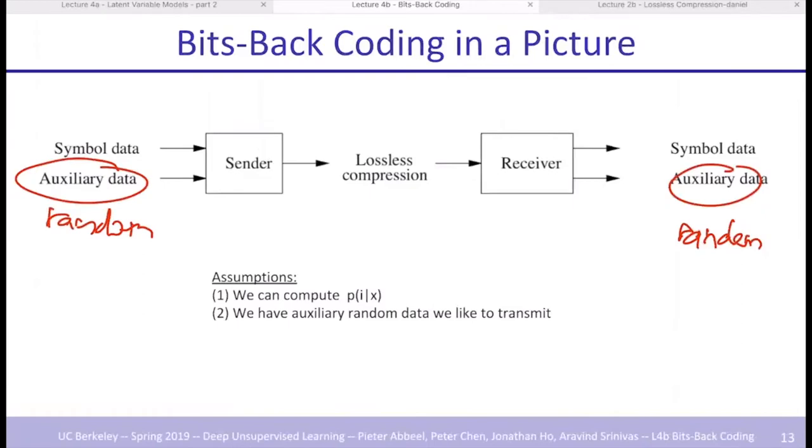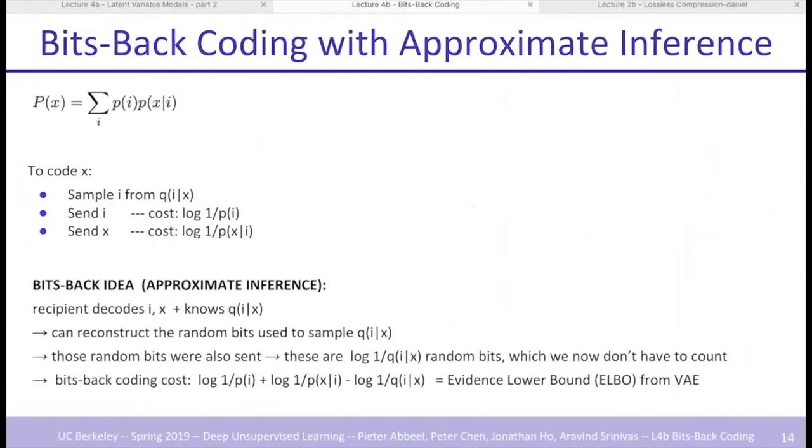So therefore he has this term over here, which is the cost involved with not sending the random bits, but having information appear on the other side. Then he mentioned that this is the evidence lower bound from the other case, which honestly I'm not too sure about that part.